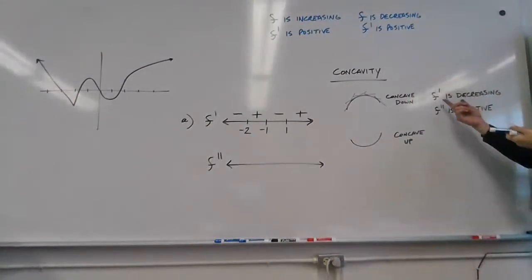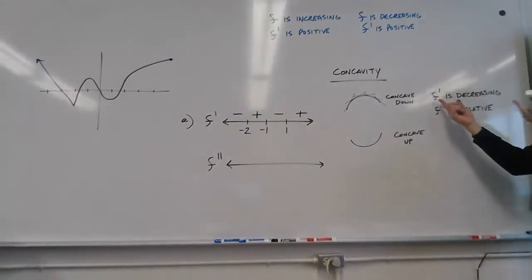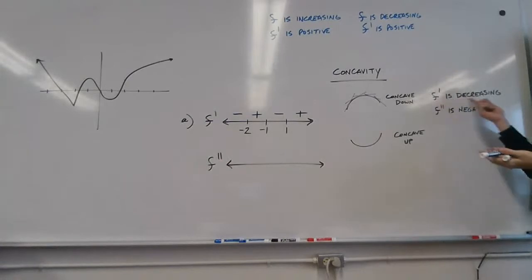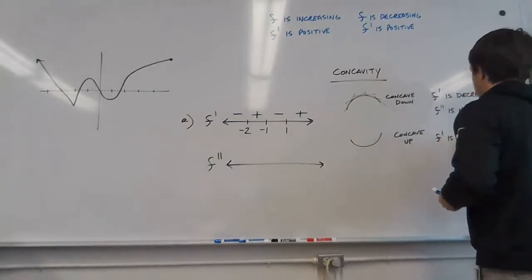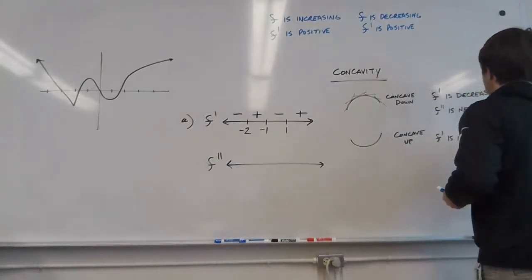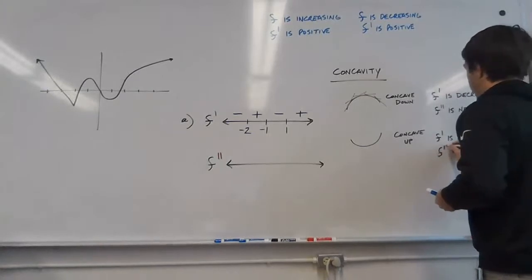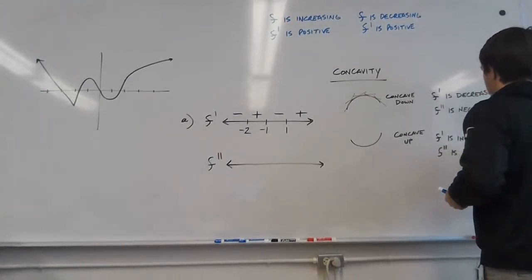This is saying, well, isn't f prime a function in its own right? So if f prime is decreasing, then the second derivative is negative. Likewise, if f prime is increasing, then f double prime is positive.